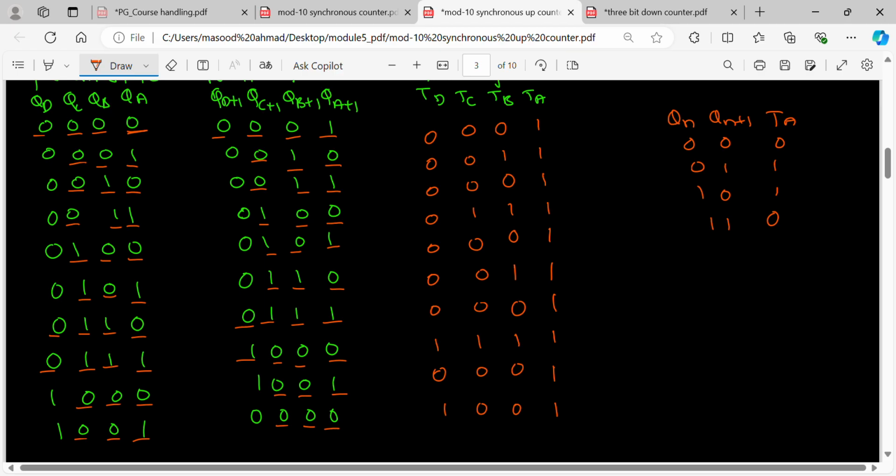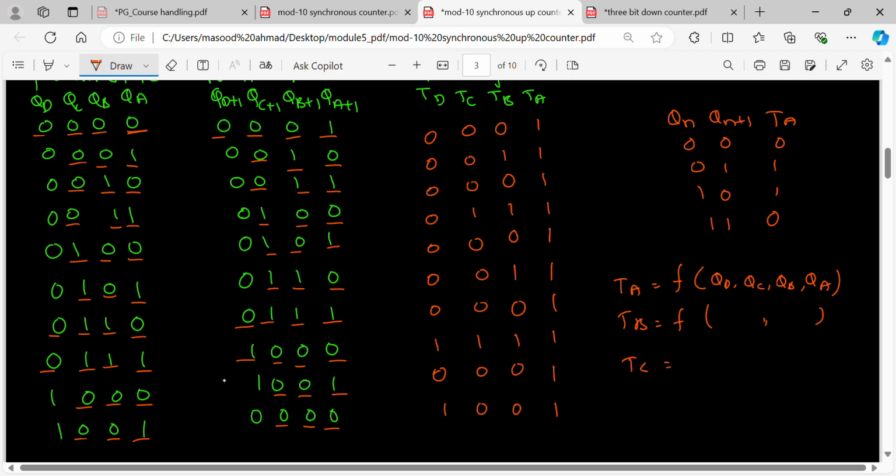Okay. Once this is being done, we can get expression for TA. TA is a function of what exactly? It is a function of QA, QB, QC, QD. So QD, QC, QB, QA. QA is LSB.